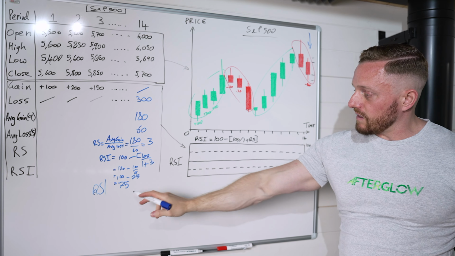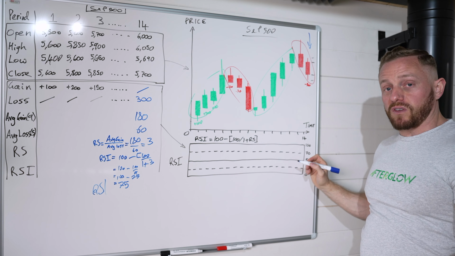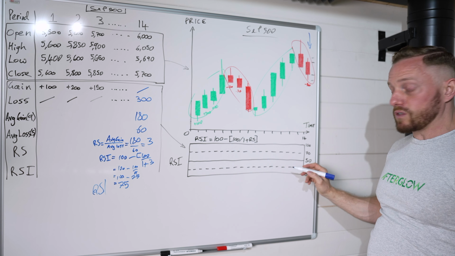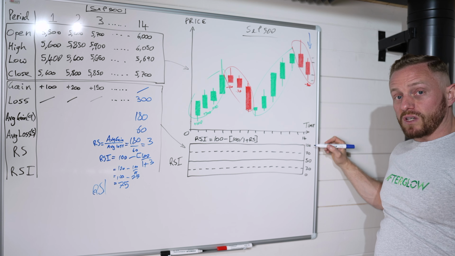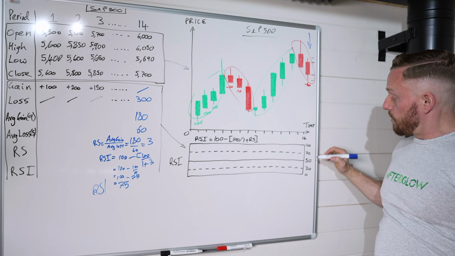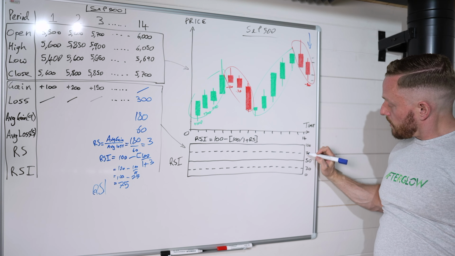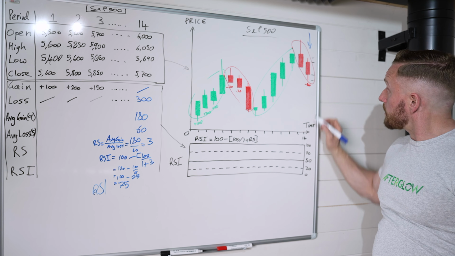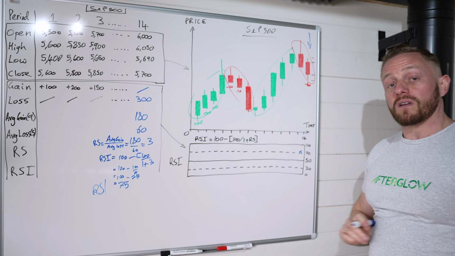And now we take that RSI value and we plot it on the RSI chart down here, which has a y-axis from minimum of 0 and maximum of 100. So it goes just above the 70 line here, and you'd plot it on like that.